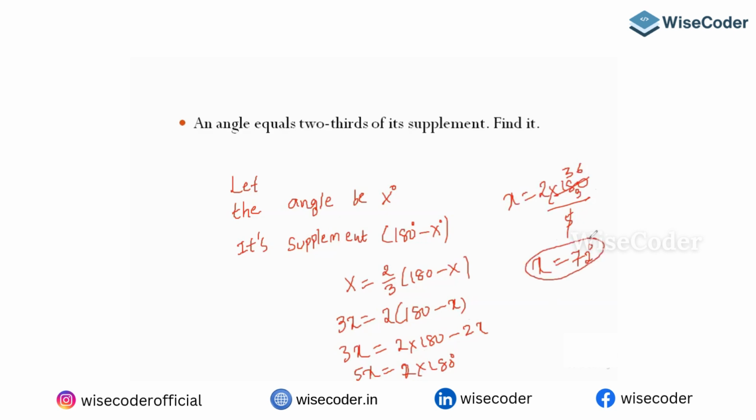Then x is equal to what? 72 degrees. How simple the question is, but you should know what is supplement angle and what is complement angle. Then you are in the game. Supplement is nothing but two angles adding to 180 degrees. Okay, so hope you understood this question. Let's move to the next question.